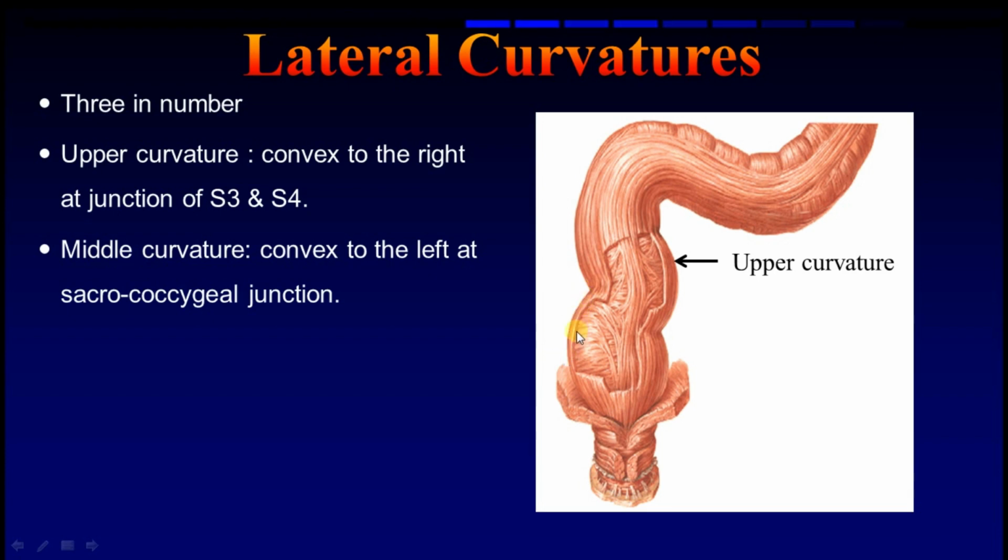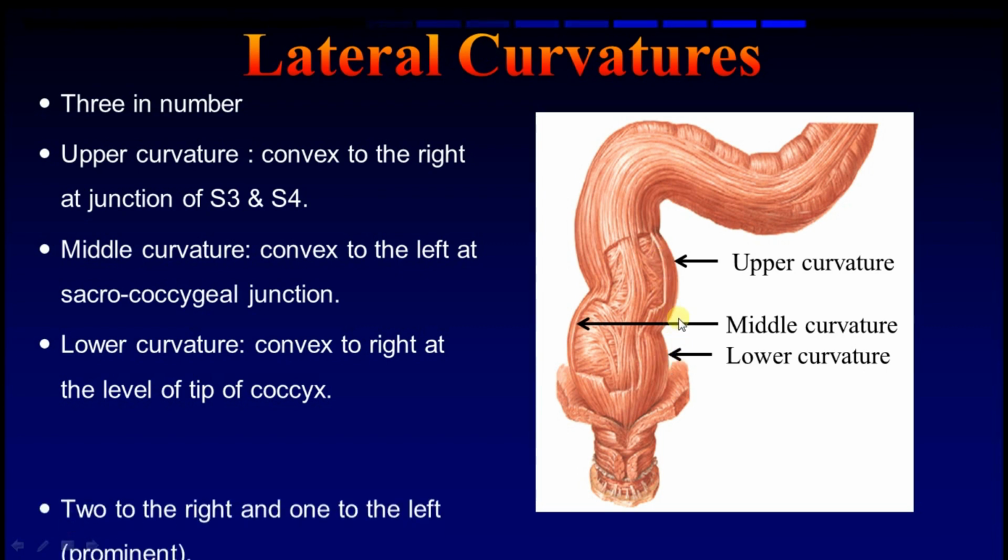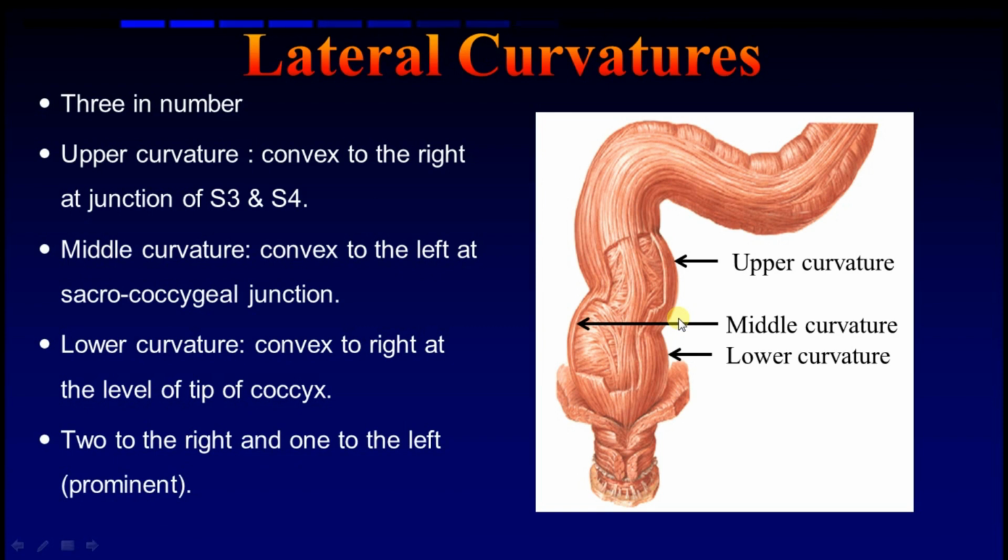Then you have the lower curvature, which is again convex towards the right side, and it is present at the level of the tip of the coccyx. So the first one is to the right, the middle one to the left, and the third one to the right. So in total there are 3 curvatures, 2 towards the right side and 1 towards the left side.